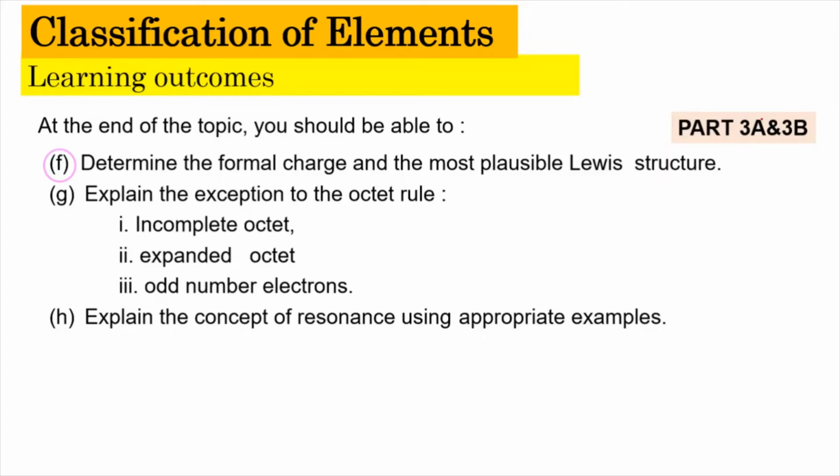But now we're going to focus on the part 3a first because it contains two things and they are interrelated to one another. For the learning outcome of G, we're going to look at that in part 4. Meanwhile, the learning outcome of H is going to be covered in part 5. So without any further ado, let us start with part 3a first.